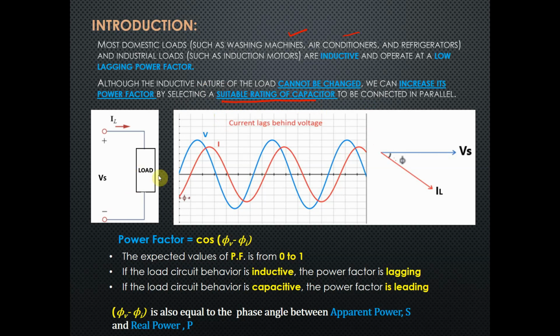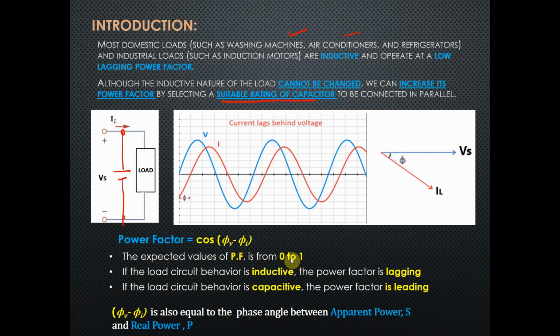So this is our load here. With the low power factor, all we need to do is to put a capacitor in parallel with the load, also parallel with the source, in order to correct the power factor of the current with respect to the voltage source. So what are the expected values of power factor?